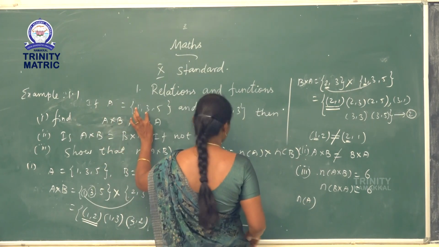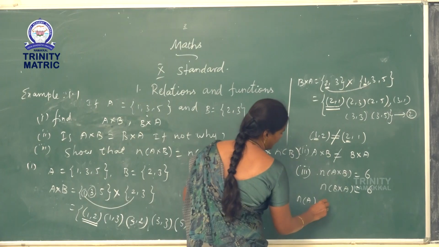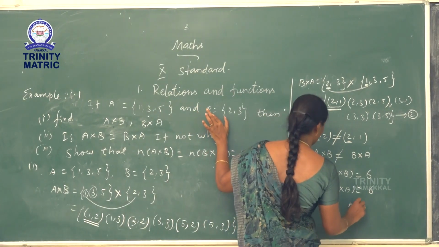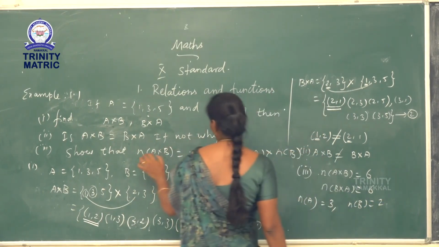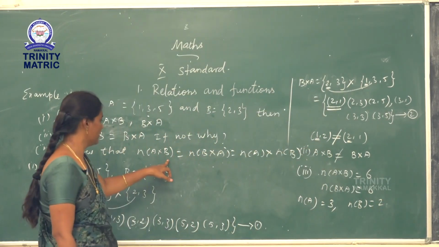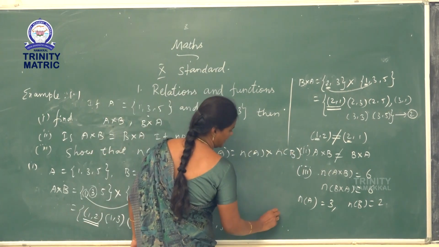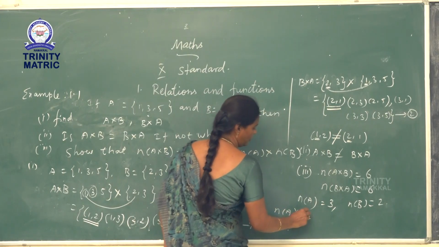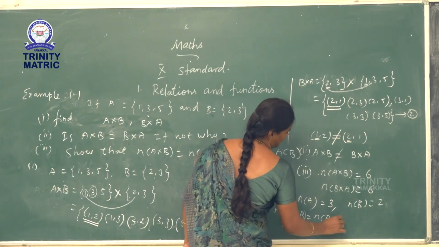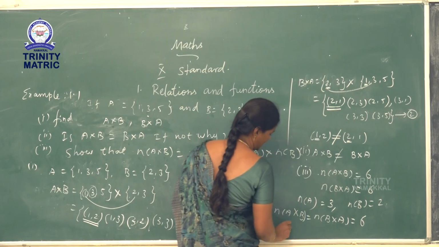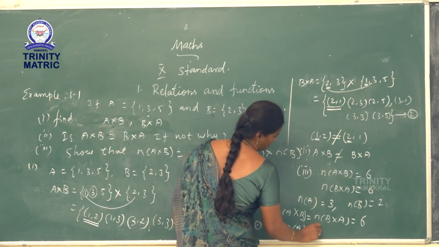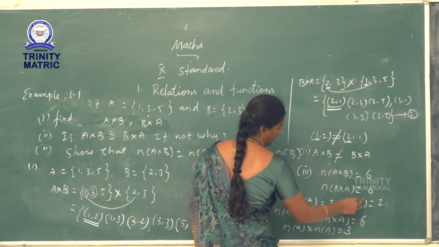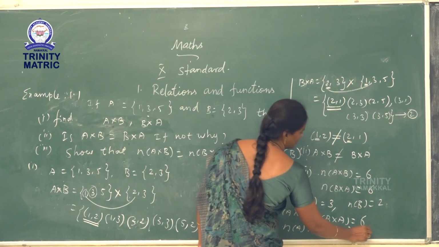Then, what is the number of elements in the set A? Here 1, 2, 3, three elements. So n of A is equal to 3. The number of elements in the set B is 2. Now we have to show that n of A cross B is 6 and n of B cross A is equal to 6. N of A into n of B is equal to n of A which is 3, n of B which is 2, 3 twos are 6.